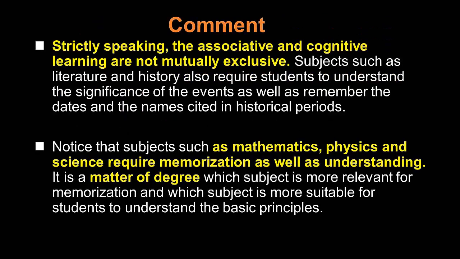Strictly speaking, associative and cognitive learning are not mutually exclusive. Subjects such as literature and history also require students to understand the significance of the events, as well as remember the dates and the names cited in historical periods. Notice that subjects such as mathematics, physics, and science require memorization as well as understanding. It is a matter of degree which subject is more relevant for memorization and which subject is more suitable for students to understand the basic principles.